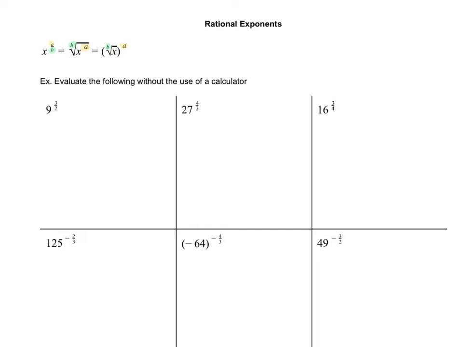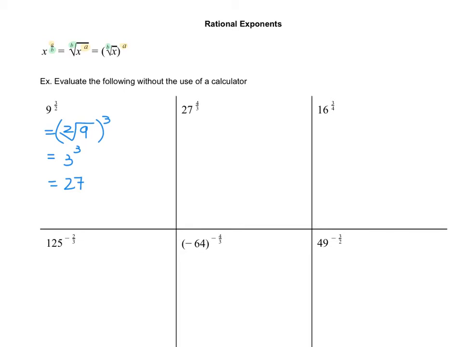For the first example, I have 9 to the power of 3 over 2. The 2 is the index, so I'm going to take the square root of 9, and then I will raise that number, once I've simplified it, to the power of 3 because that's the numerator. So the square root of 9 is 3, and then I want to do 3 cubed, which means 3 times 3 times 3, and that is 27, and that is it.